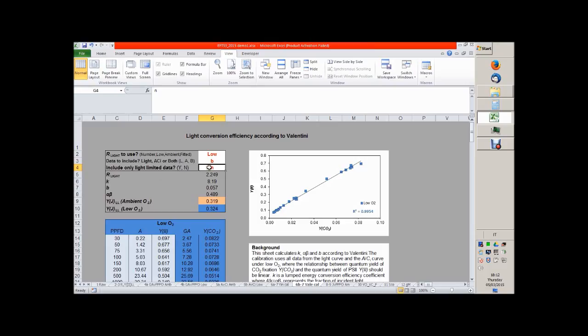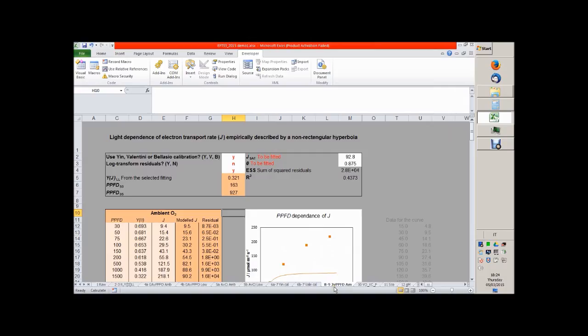Another possibility is to limit to the light limited data. So if we say yes, the sheet will copy only the light curve data points which were assigned limitation 1 and 2, and the ACI curve data points which were assigned limitation 3. If the plot is linear, no action needs to be taken in this sheet. All the parameters are automatically calculated.